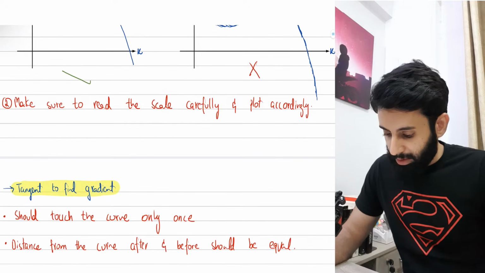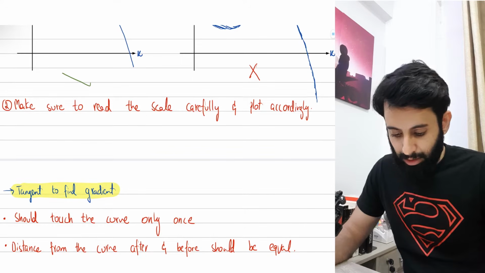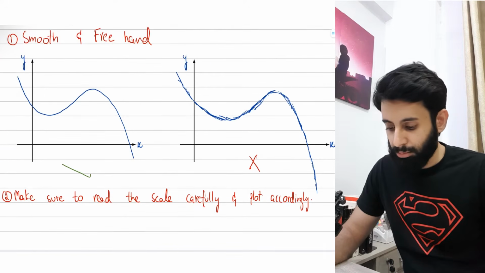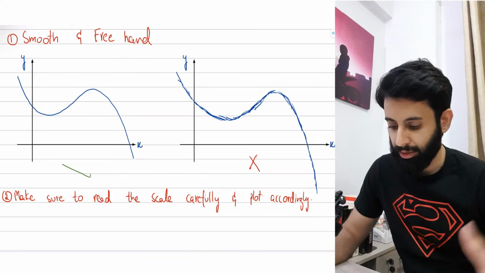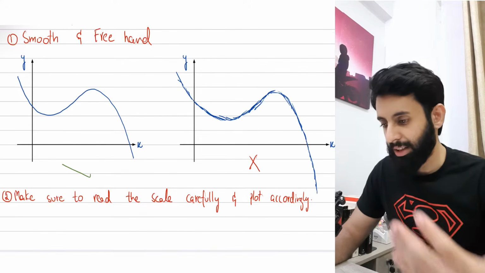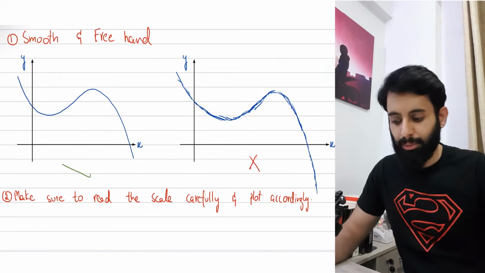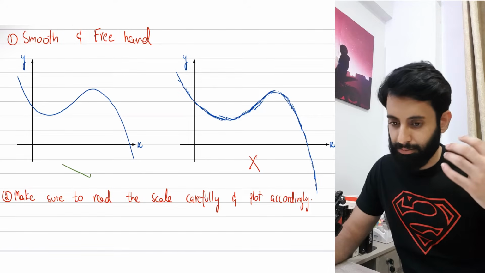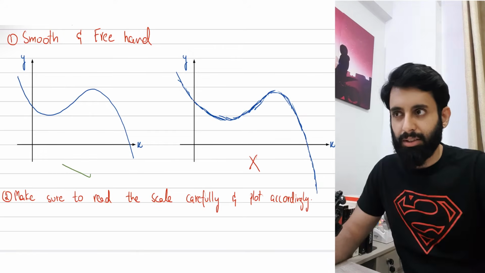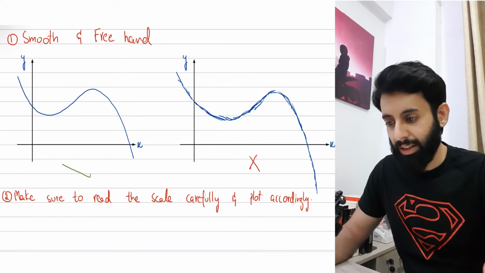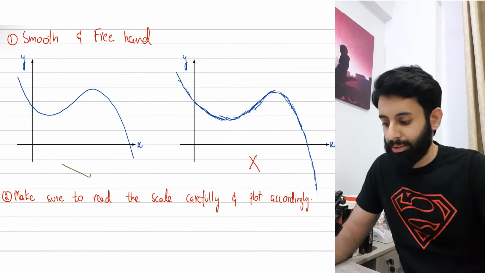And then number 2 is to make sure to read the scale carefully and plot accordingly. So one thing that I like to do is first get an idea of what the scale is like. For example, let's say 1 centimeter is representing 2 units, and 1 centimeter is then further split into 10 boxes. So I want to get an idea first of what each little box represents on the x and the y axis.